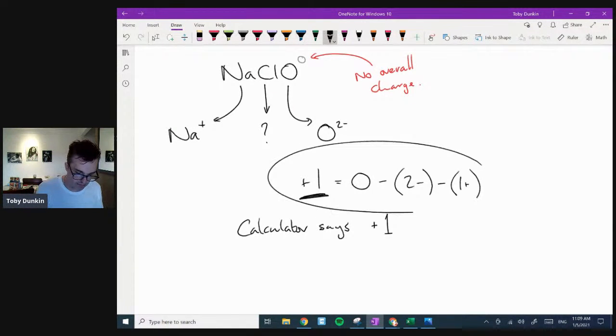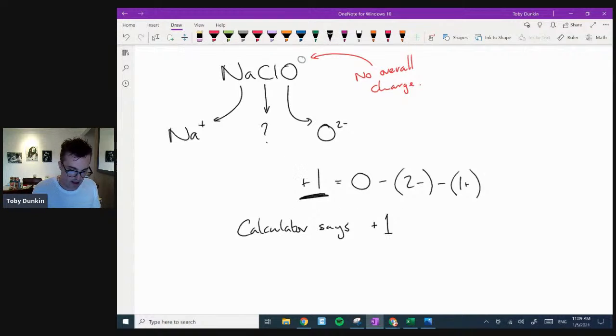Can I just point out, I don't run this in that way. You can do it that way if you prefer. I'm showing you the maths way of doing this, but I don't tend to do this. I simply say +1 -2. I've got to get to 0. So what I'm doing is looking at the positive and negative charges and realizing I'm going to need another +1 to cancel out the -2.